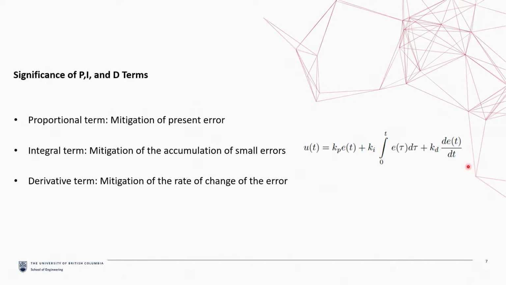Hence, this term helps make the response less aggressive, and it is often used to decrease the overshoot of the response. One other point to note about the derivative term is that it is susceptible to noisy error measurements. This is because differentiating a measured noisy signal will result in large fluctuations in the derivative signal.